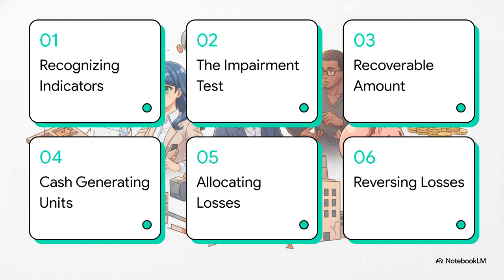Okay, so here's our roadmap for this explainer. We'll start by recognizing impairment indicators, move on to the actual impairment test, and then calculate the recoverable amount. After that, we'll look at cash-generating units, figure out how to allocate impairment losses, and wrap up with reversing those losses. Let's get into it.